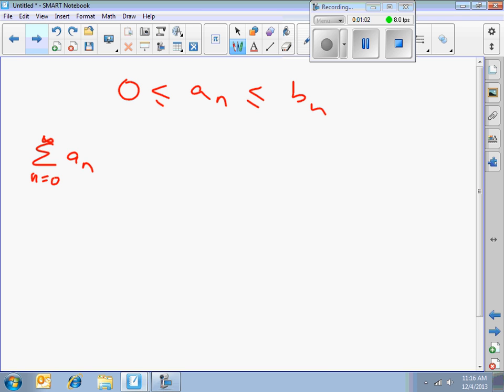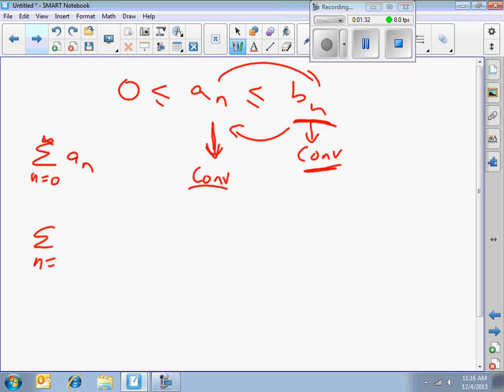The thought process here is if b sub n converges, if it's going towards a number, then a sub n must also converge, because it can't jump over b sub n and all of a sudden go off to infinity. So if b sub n is heading towards a number, then a sub n must be at least heading towards that number, if not a number smaller. So if I know that b sub n converges, that tells me that a sub n must converge.